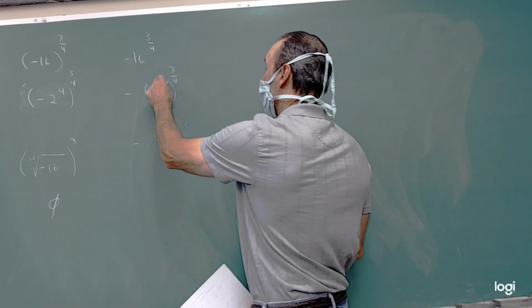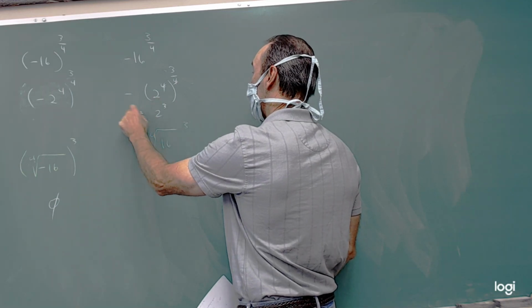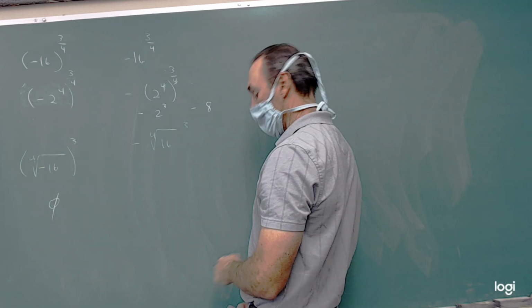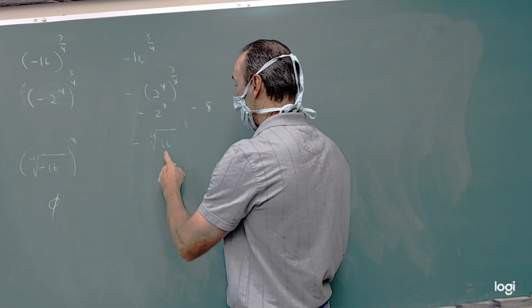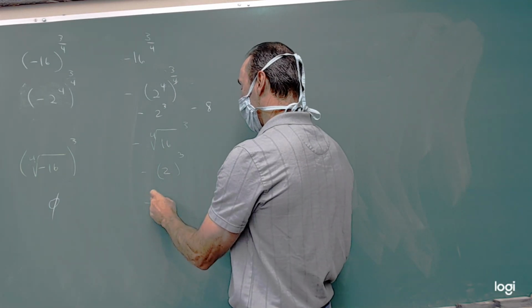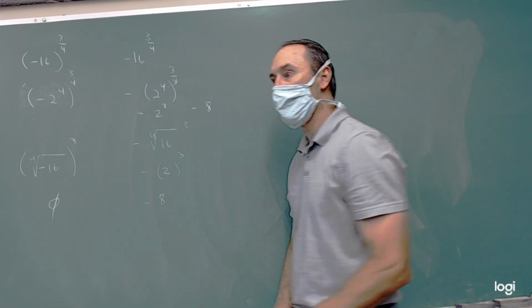We can cancel here, call this the negative of 2 to the third, and that's how we can get the negative 8. We can take the fourth root of 16 to the third and then bring the negative in. So either way, we're going to get a negative 8.